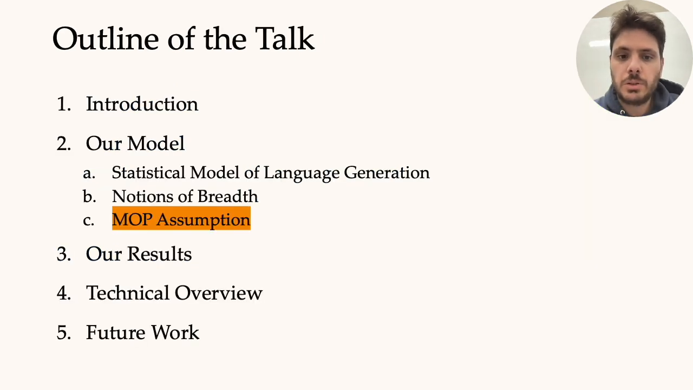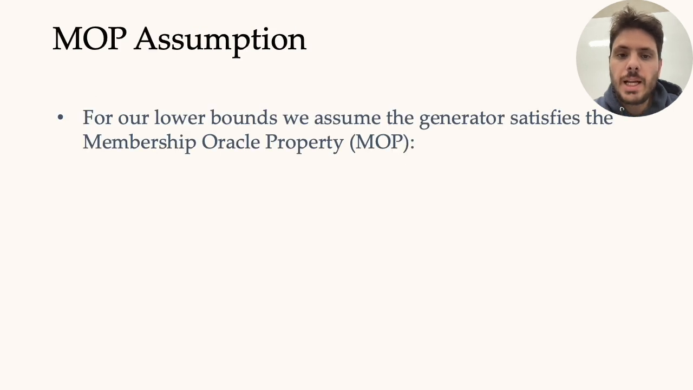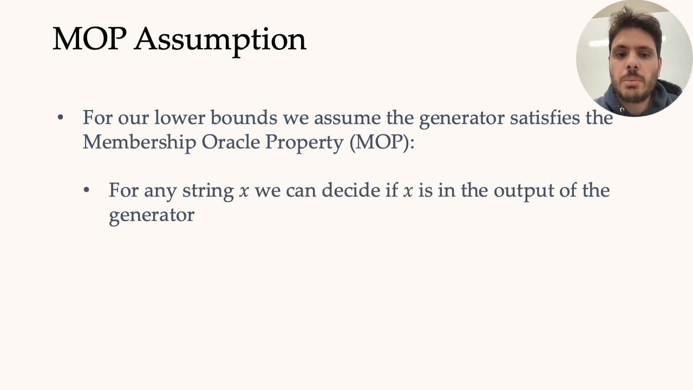Having explained the notions of breadth we introduced in our work, I now move on to stating an assumption that we will use throughout our paper for all our lower bounds, which we call the MOP assumption. The MOP assumption starts from membership oracle property, and this is something that we assume all generators satisfy. By that, we require that for any string x in the domain, we can decide whether the string x belongs to the output of the generator.